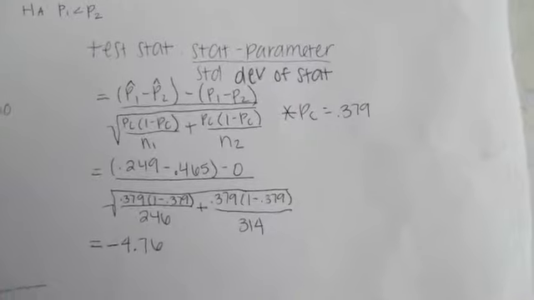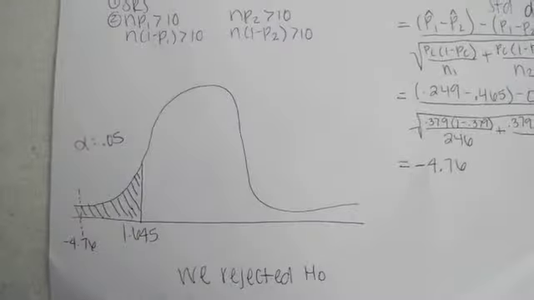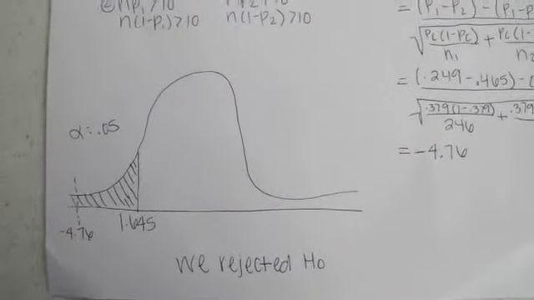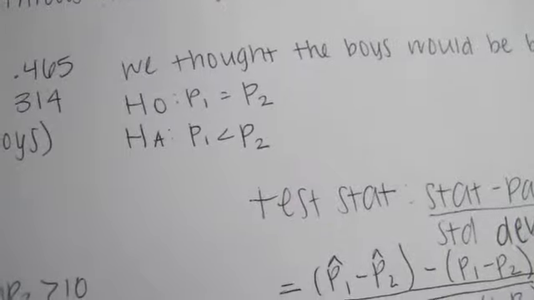Through all of our work, we found out that our test stat was negative 4.76. For our test, the level of significance we chose was 0.05. After placing our numbers on the graph, we came to the conclusion that we rejected H0. This means that P1 does not equal P2.